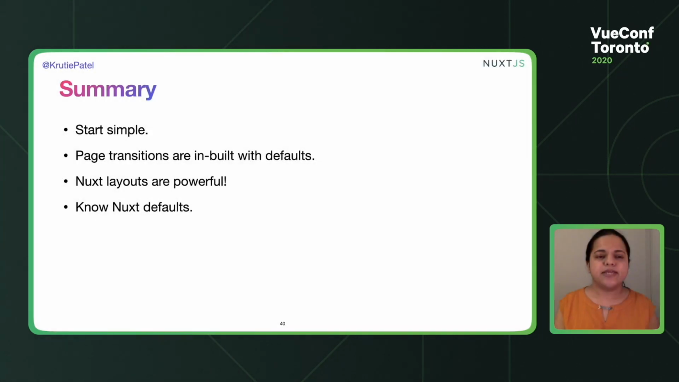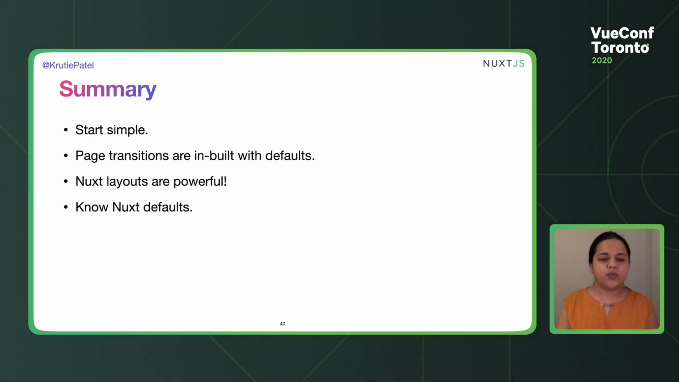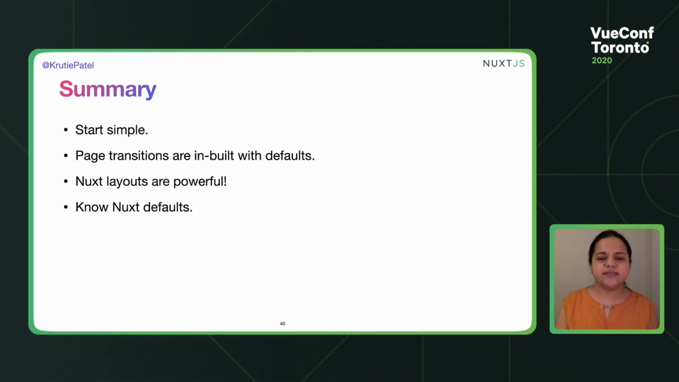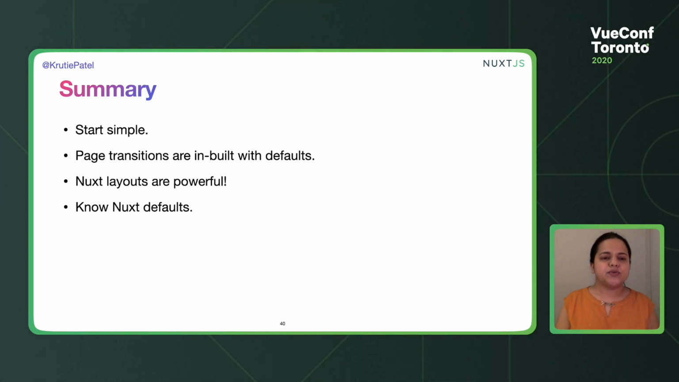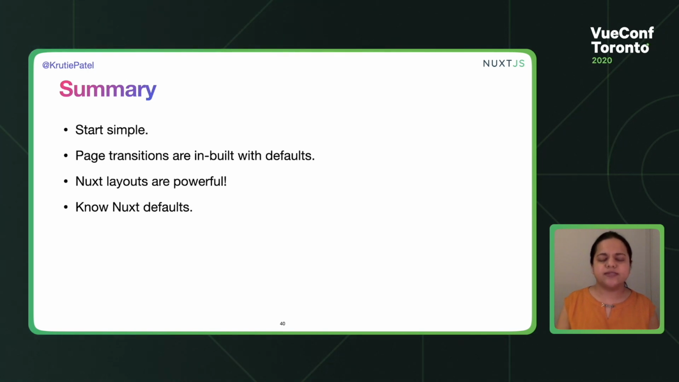To summarize page transitions in Nuxt, we have learned that there are 4 ways we can create transitions, but if you are a beginner, start simple with the CSS transitions and then go advanced from there. Also, page transitions are inbuilt and they come with defaults, but they can always be customized to behave differently in Nuxt.